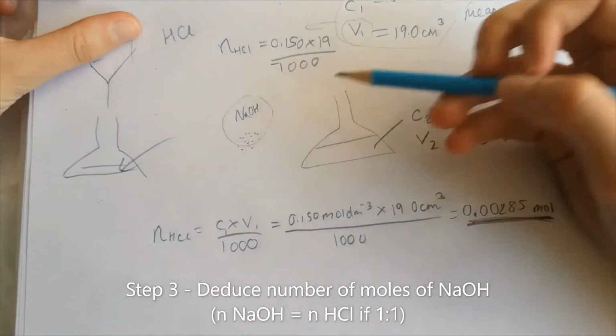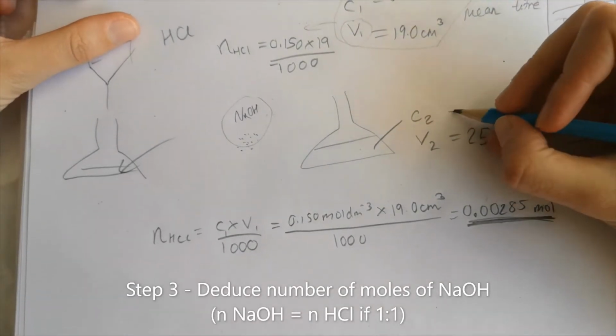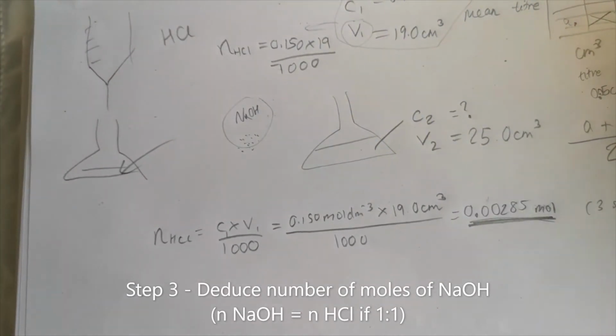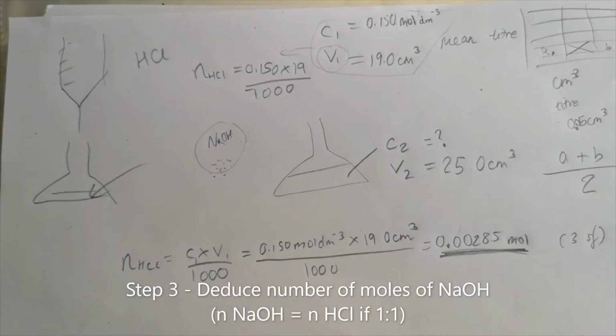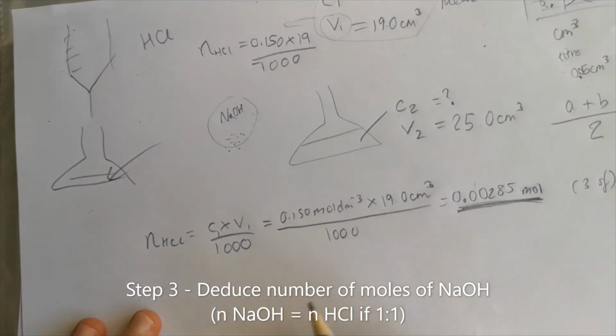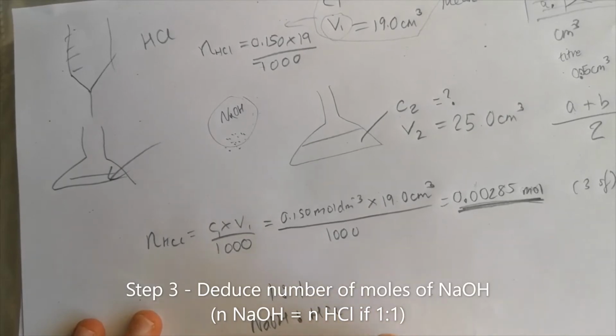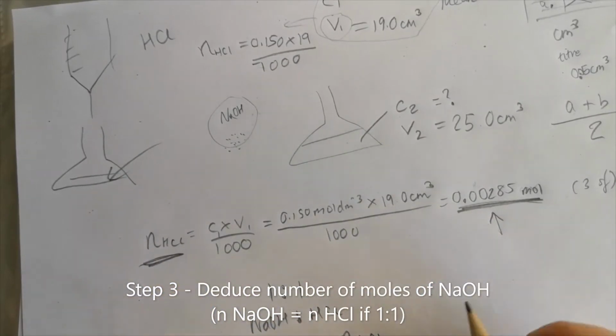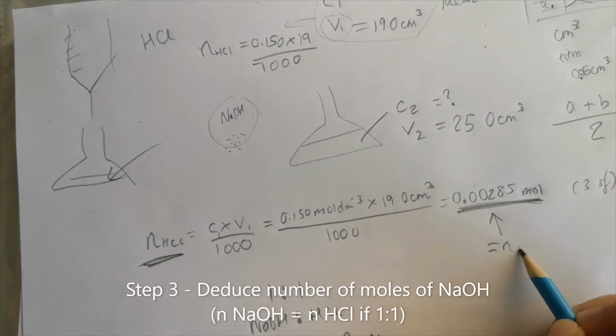When it comes to the number of moles of NaOH solution, we don't know the concentration. Well, we might, but in most questions, such as the one that I was basing this video off, the C2 concentration is unknown. That means that we cannot work out the number of moles from C2 times V2 over 1,000. However, we know that in a titration, the 1-to-1 ratio of NaOH and HCl means that the number of moles of NaOH is equal to the number of moles of HCl. We just calculated the number of moles of HCl to be this number here. That means that this is also the number of moles of NaOH.